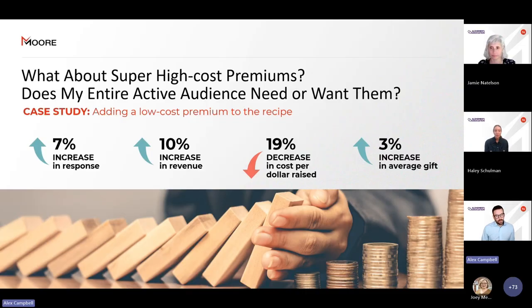And in this case study, we'll look more at super high cost premiums. This is something I mentioned earlier, where if you have a premium that has been part of the program for a long time, and a lot of organizations see the really high response that comes with that, but not all of the audience may need or want them. So instead of adding a non-premium into the package mix of this campaign, we added a low cost premium as the alternative to the recipe. And we actually saw an increase in response and revenue, nearly a 20% decrease in cost per dollar raised, and an increase in average gift as well.